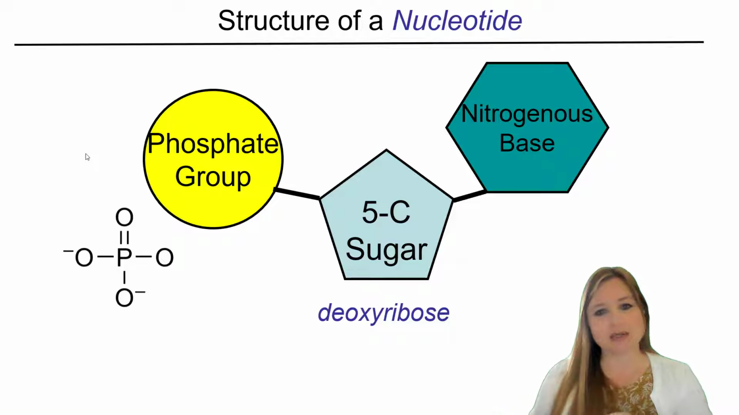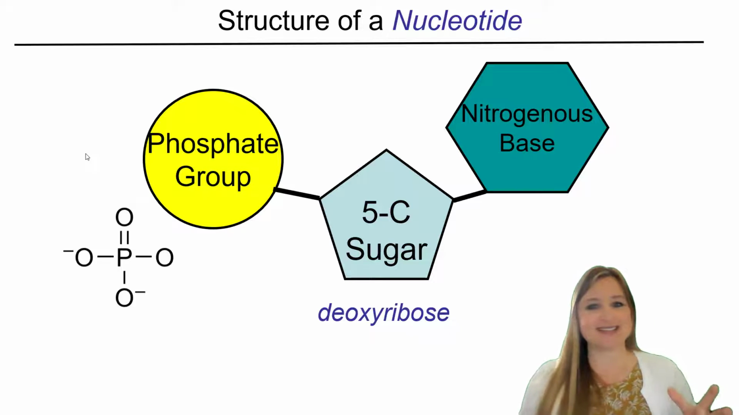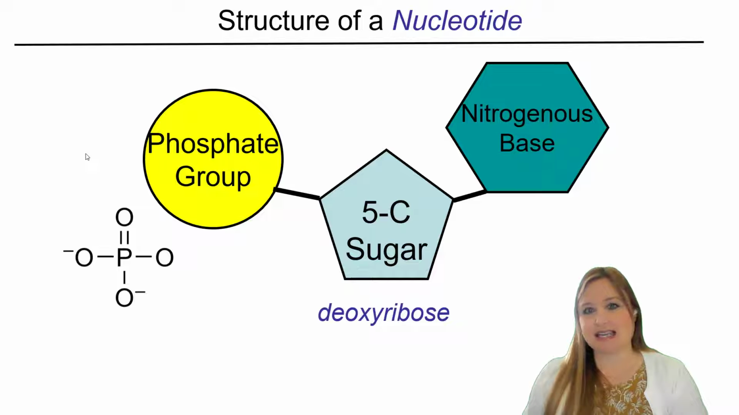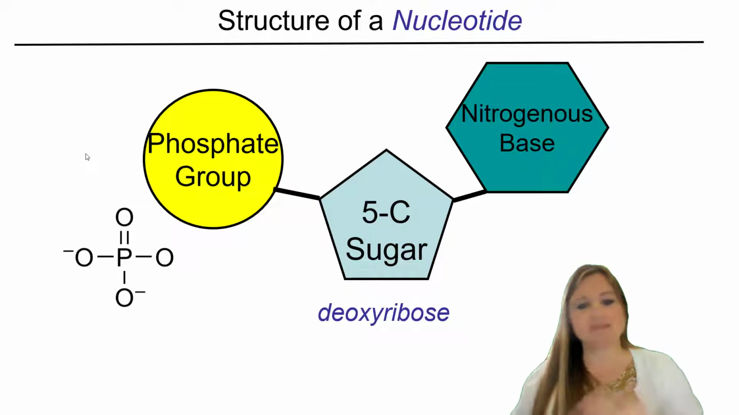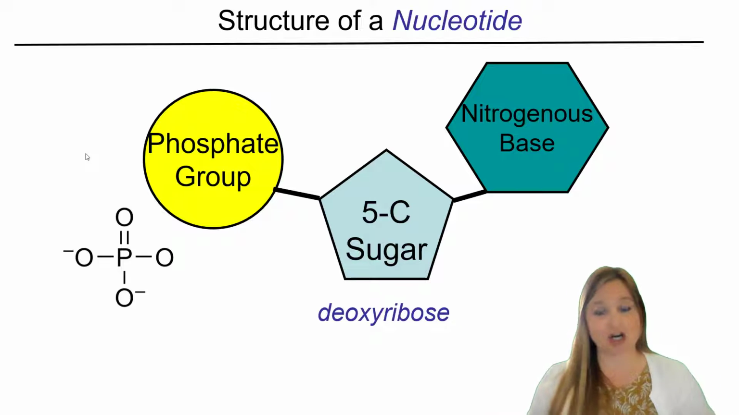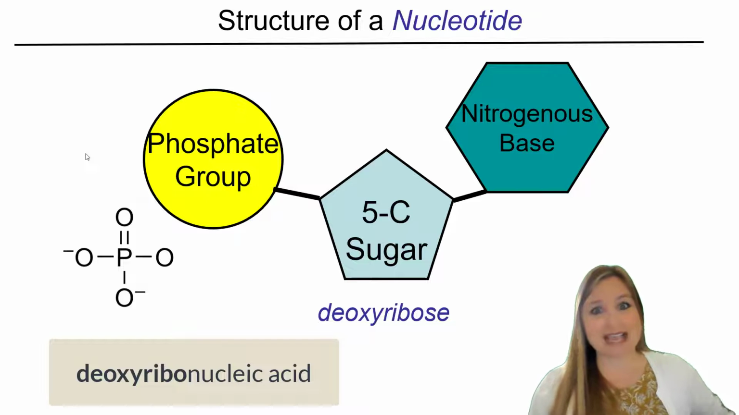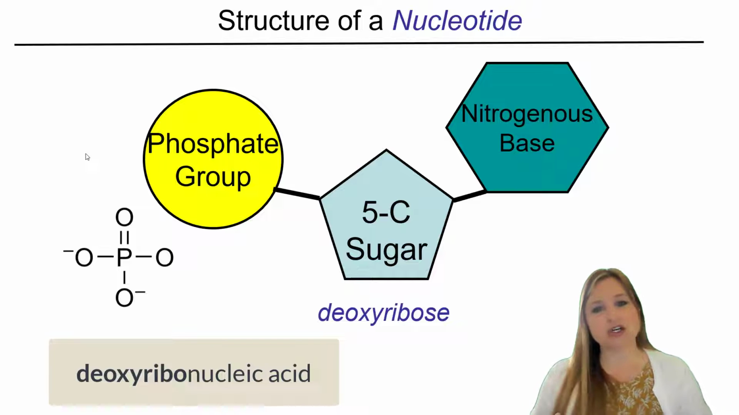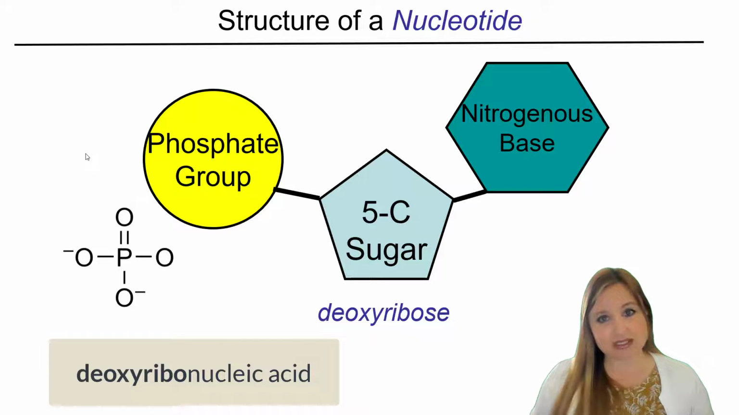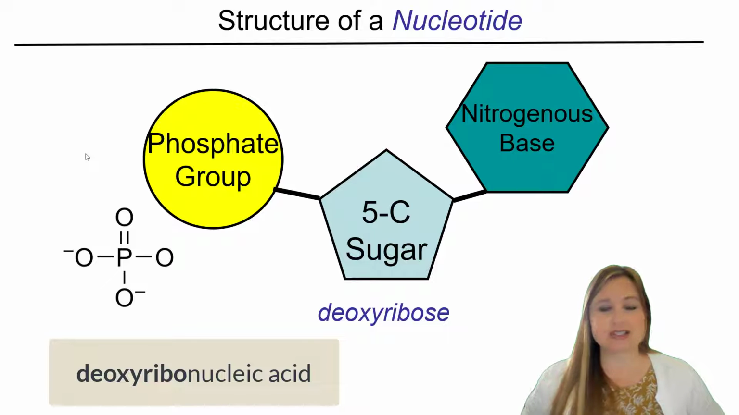So that's a reminder for us. Deoxyribose sounds very chemical, but it ends in OSE, so we know it's a sugar, and it has 5 carbons in it. Glucose, for instance, has 6 carbons. Deoxyribose has 5 carbons. And this is where the name deoxyribonucleic acid comes from, because DNA has the sugar deoxyribose in it.